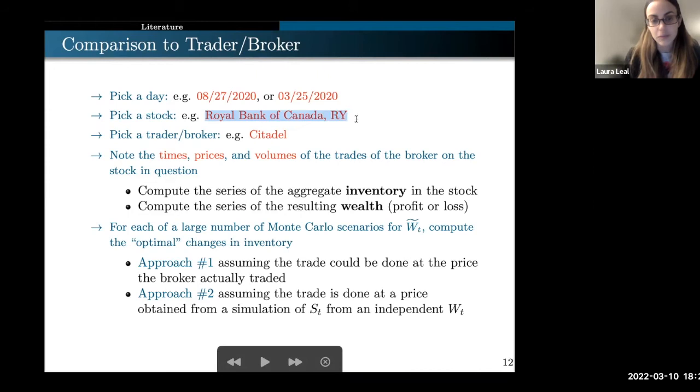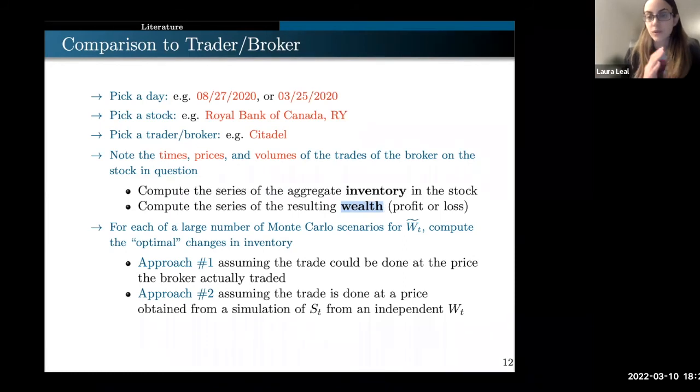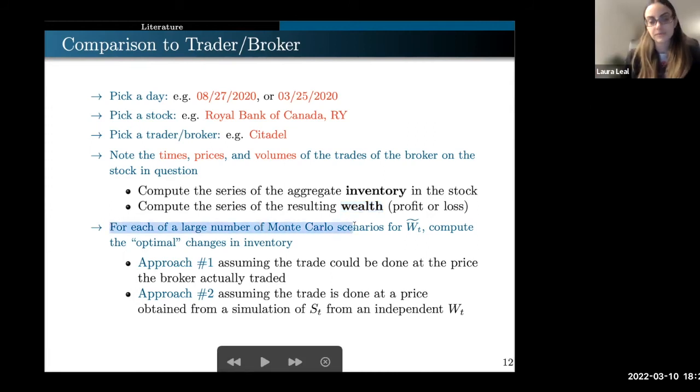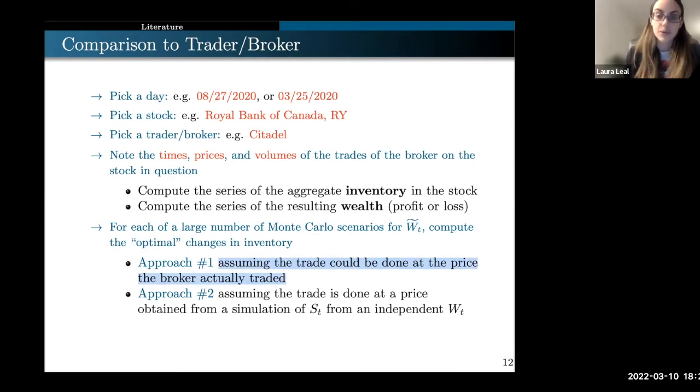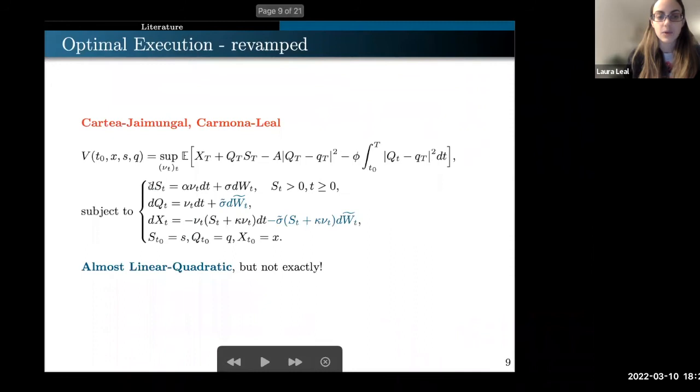And we pick a stock, which is again Royal Bank of Canada. And we note the times, prices, and volumes of the trades for this stock. And with that, we compute the series of the inventory and the series of the wealth, which would be, given how much we bought or sold at a given price, how much is the resulting wealth? And here's where it gets interesting. For each of a large number of Monte Carlo scenarios, so we do 10,000, but you could do any randomly high number, we compute the optimal changes in inventory given 2 approaches. One, we assume the trade could be done at the price that was actually traded. So here we're getting the price directly from tick data and not using the dynamics in the model. And in approach 2, we use the dynamics in the model, meaning this equation here.